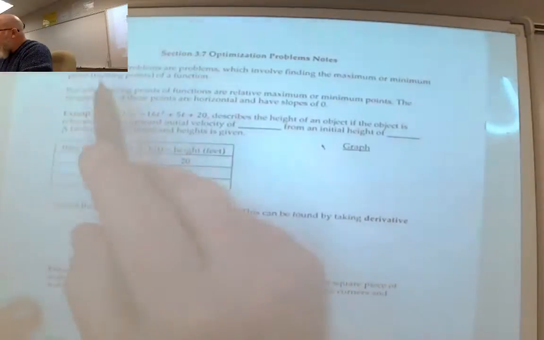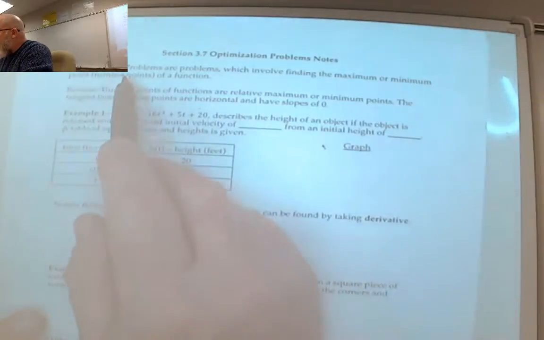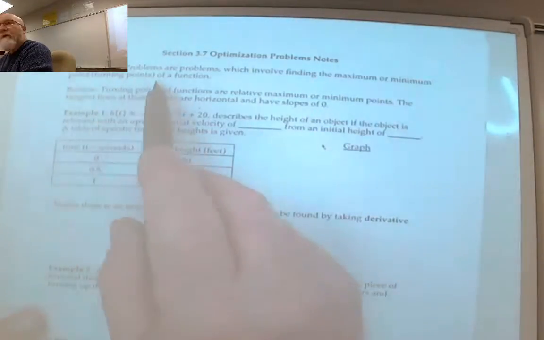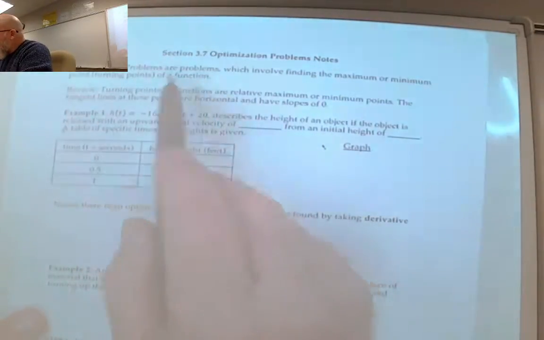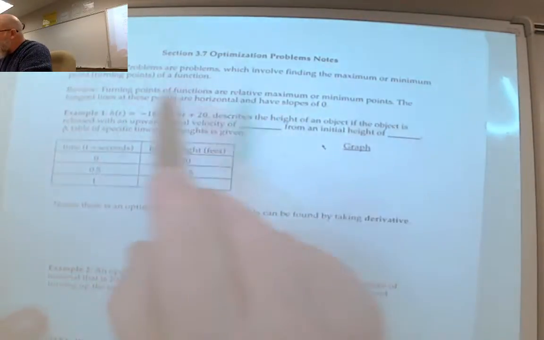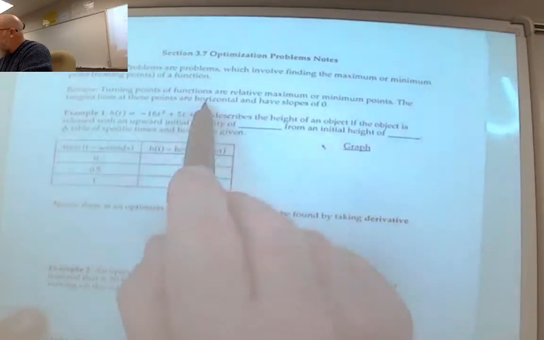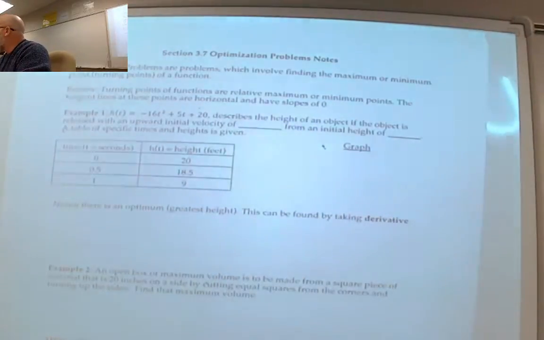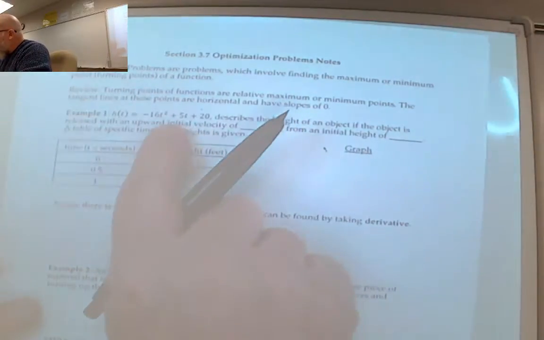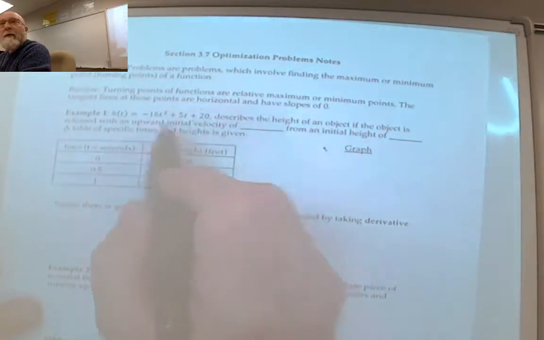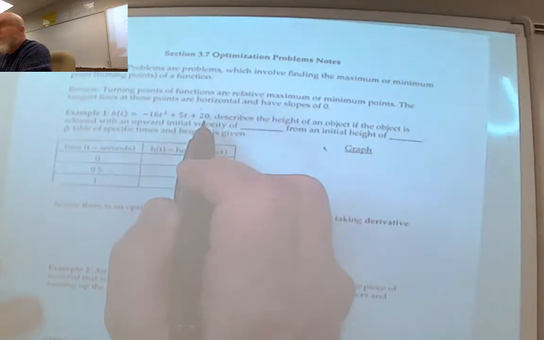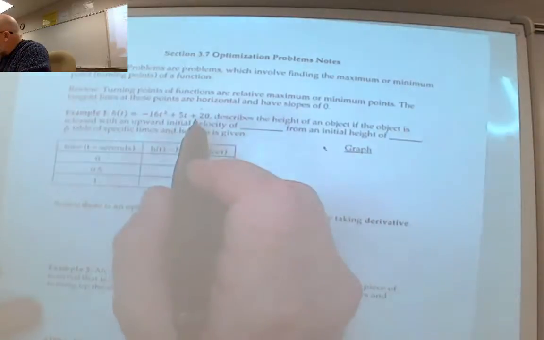So what I have here in my notes is I say optimization problems are problems which involve finding the maximum or minimum point, the turning points of a function. If you review, turning points of a function are relative maximum and minimum points, the tangent lines at these points are horizontal and have slopes of 0. That's what everything's been based on. And here's a very common one. Some object has this formula. You remember this formula? The negative 16t squared, and then I have a number, plus 5t plus 20.